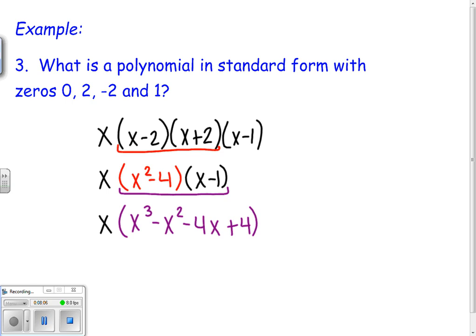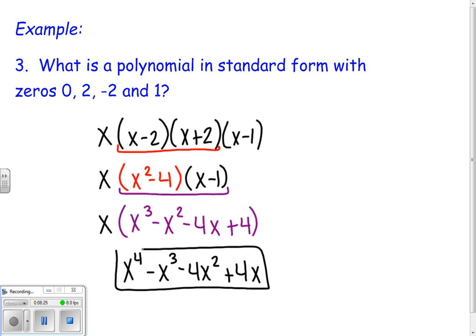And now all I have to do is distribute the x out front. X times x cubed is x to the 4th. Good, we were expecting a quartic. X times negative x squared is negative x cubed. X times negative 4x is negative 4x squared. And x times 4 is 4x. All done. That's a quartic polynomial with the roots of 0, 2, negative 2, and 1.